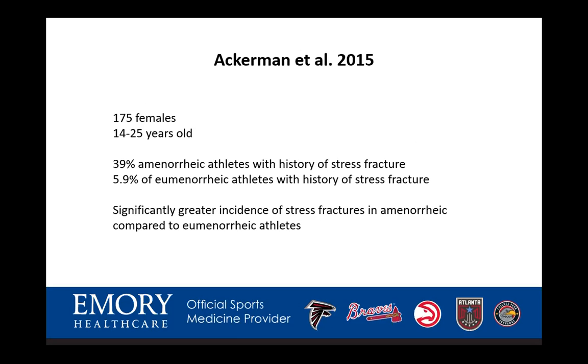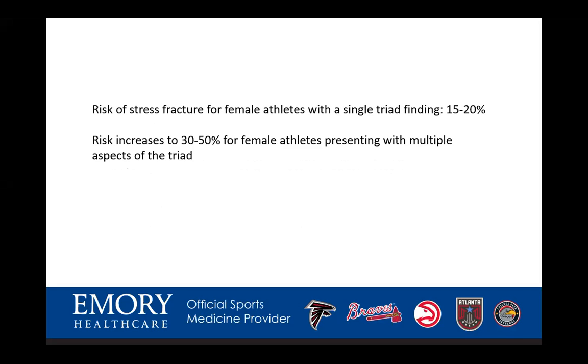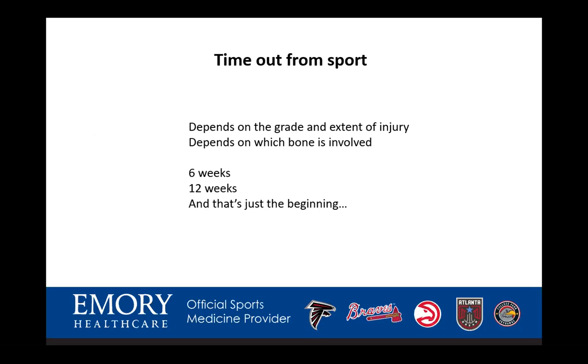In 2015, Ackerman did a study looking at 175 females between the ages of 14 and 25. In her study, she found 39% of amenorrheic athletes had a history of stress fracture versus about 6% of eumenorrheic athletes with a history of stress fracture. So statistically greater incidence of stress fracture in the amenorrheic compared to eumenorrheic athletes. Studies show that for athletes with a single triad finding, the risk of stress fracture is about 15 to 20%, and that increases to 30 to 50% with multiple aspects of the triad.